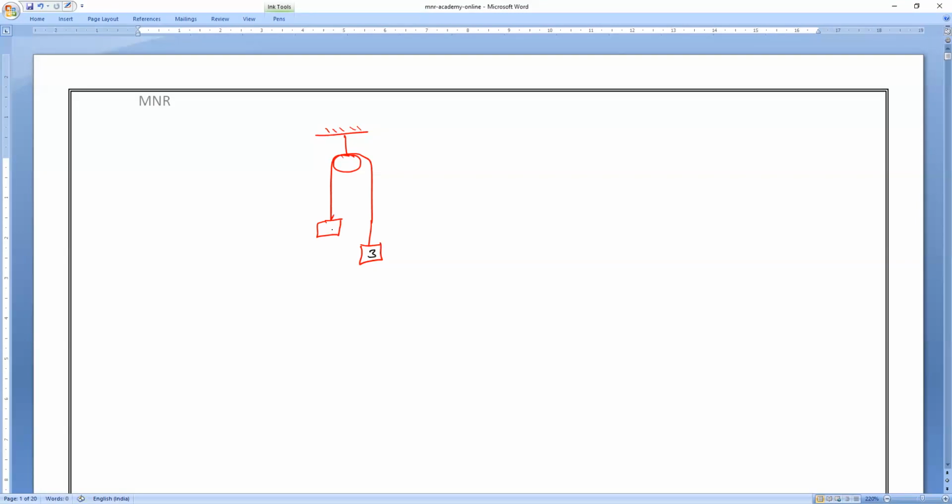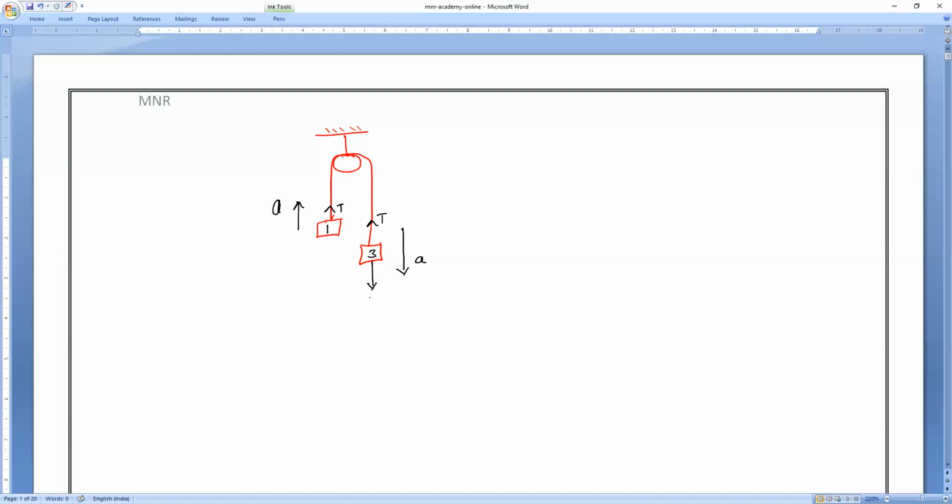Suppose this mass is 3 kg and this mass is 1 kg. We will say this acceleration is acting in the downward direction. And for this one, acceleration is acting in what direction, everybody? Upward direction. And as both are the same string, what is the tension in this string? This string also has tension T and this one also has tension T. Am I right or wrong, everybody?